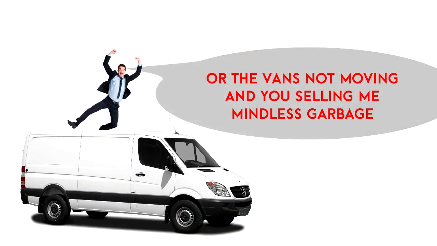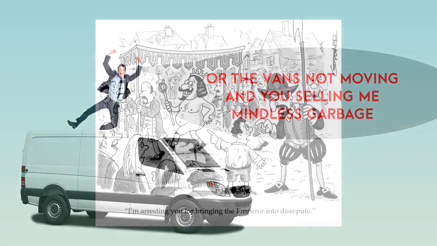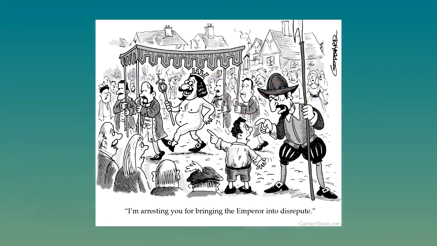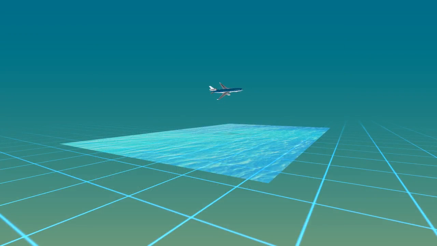So the reality is, the van's not moving, and they're selling you mindless garbage. The reason why you don't feel the van spinning and moving is because it is not spinning and moving. It's as simple as that. And people get angry and they get upset because you're exposing their nakedness. They don't like it.